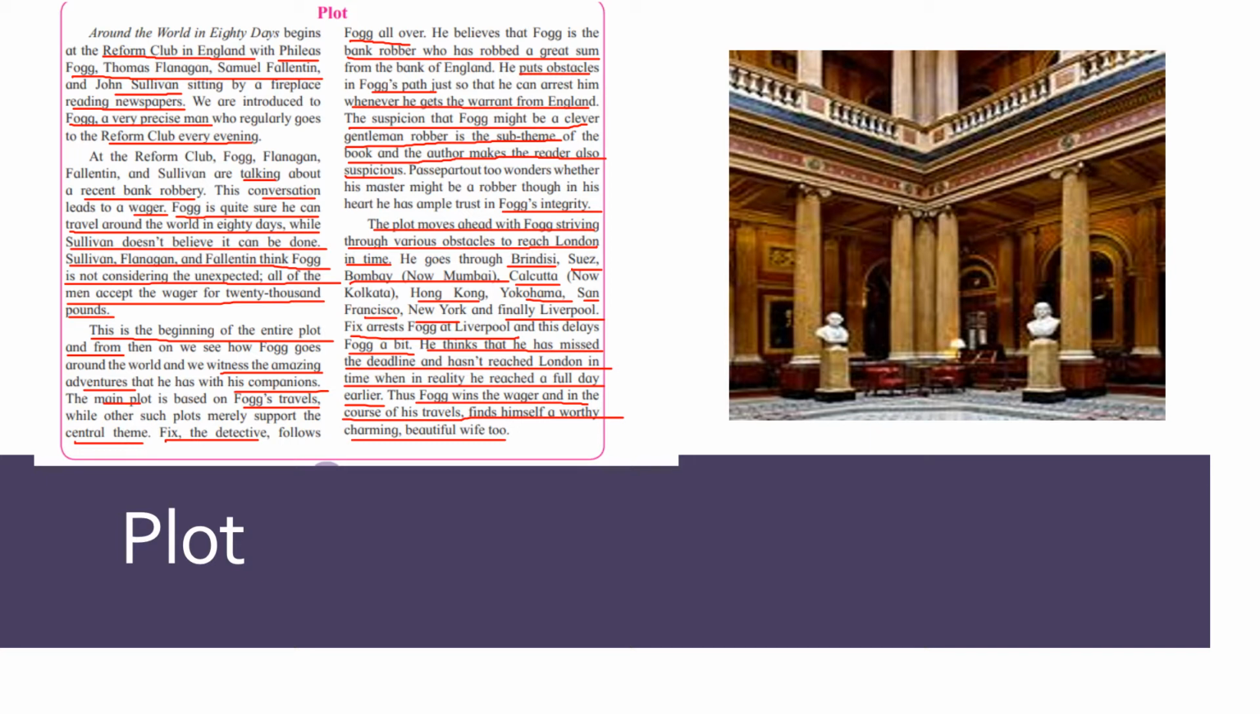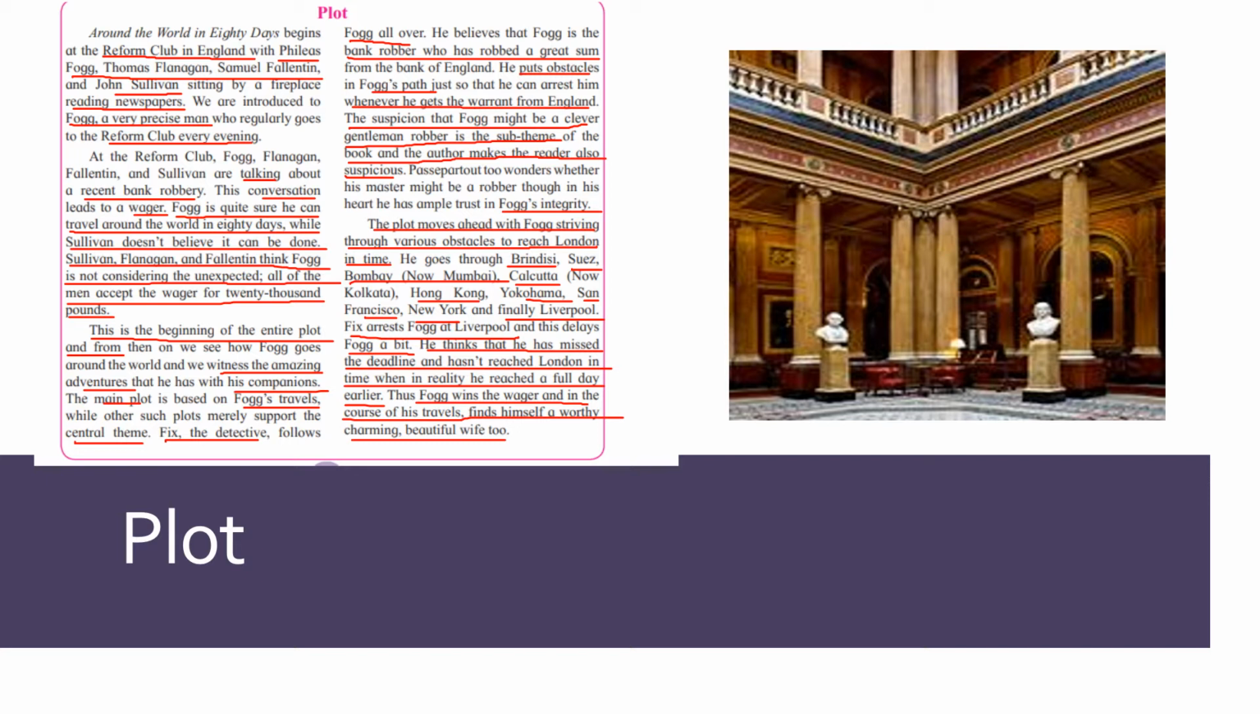So this is the beginning of the entire plot, from when we see Fogg goes around the world and we witness the amazing adventures that he has with his companion. The main plot is based on Fogg's travel, while the other plots merely support the central theme.